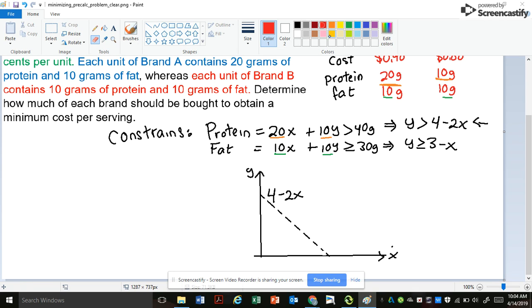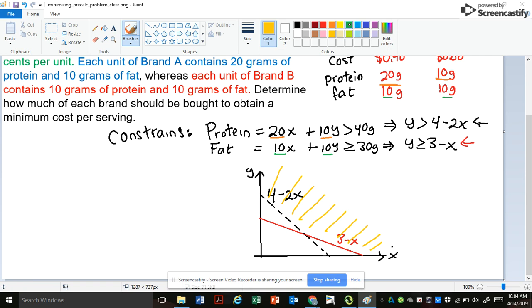Next function now is going to be another line. So this is my second function, which is going to be 3 minus x. So this is the second function in the graph. Because this has an equality, we have really a space of solutions. So all the space here is the possible solutions for our problem that fulfill these constraints.